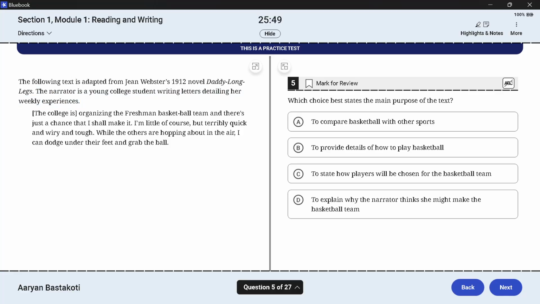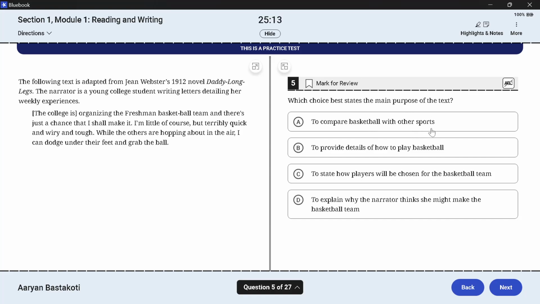The narrator is a young college student writing letters detailing her weekly experiences. The college is organizing the freshman basketball team, and there is just a chance that I shall make it. I'm little, of course, but terribly quick and wiry and tough. Okay, basketball, and she wants to get in. She's small but fast. While others are hopping about in the air, I get down under their feet and grab the ball. Okay, she's writing it to herself. And what is the main purpose of the text?